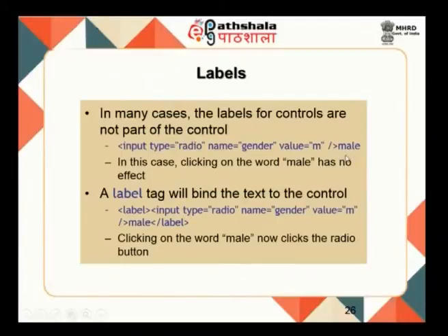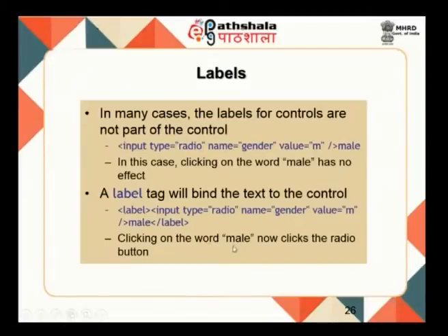When you click on this word male, it has no effect. So what you need to do is make use of a label tag, and that will bind this radio button, so that you give a control for your label tag. Here you can see the input type radio, name equal to gender, male, embedded within this label tag, and there is a closing label tag. Now, clicking on the word male clicks the radio button.